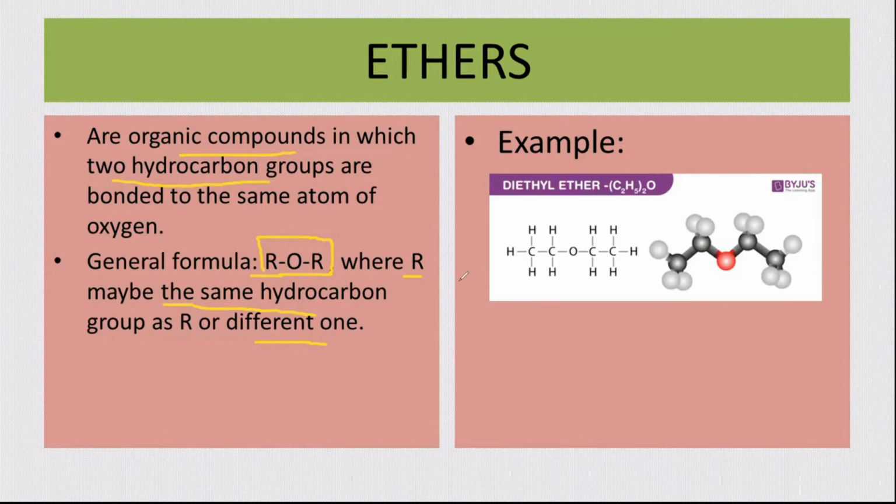Simple ethers that contain similar groups are named by identifying the organic group and adding the word ether at the end. For example, we have diethyl ether, which comes from two ethyl groups, this one and this one. Diethyl ether is extremely flammable and sometimes can exhibit explosive properties. Another example of ethers is epoxyethane.